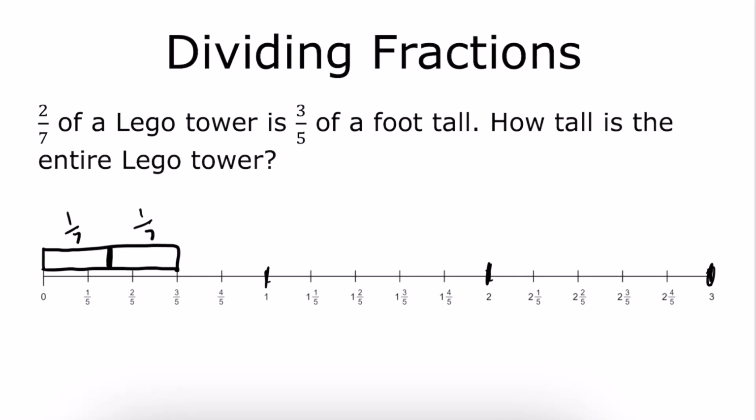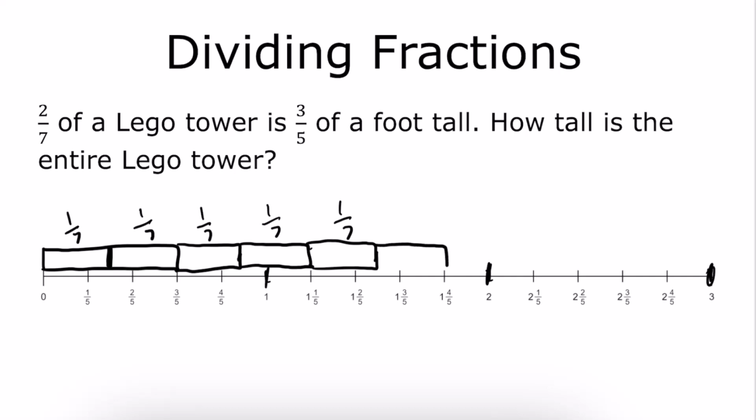So I could extend this to figure out the height of the entire Lego tower. And I could say, okay, well, here's another seventh. It goes about halfway between 4/5 and 1. Then here's another seventh, which goes to 1 1/5. Then here's another seventh that goes to here. So that's 5/7, 6/7, and this one is going to go right here.